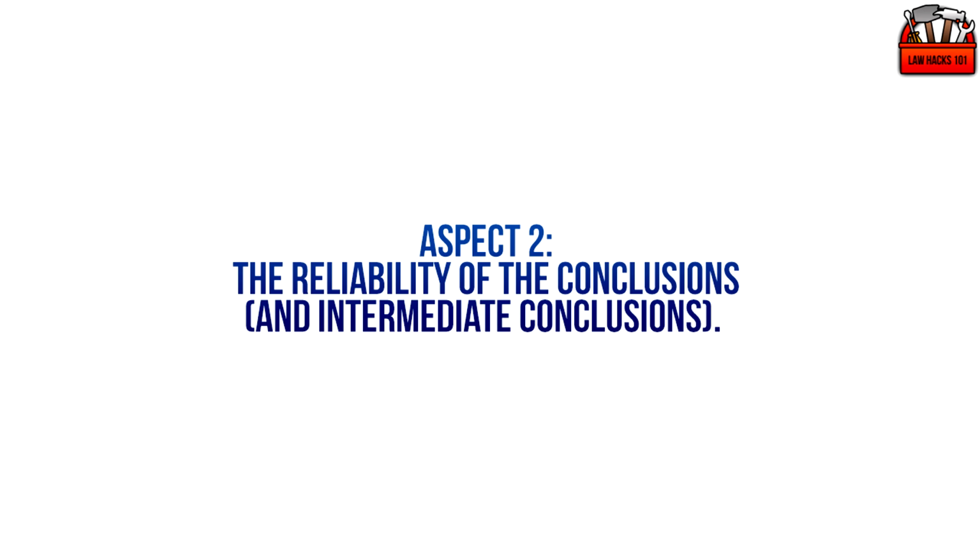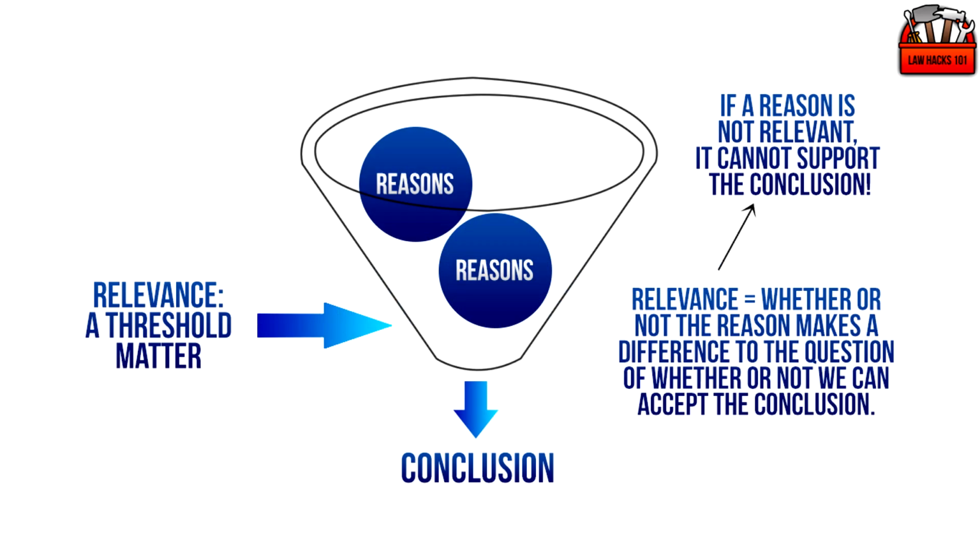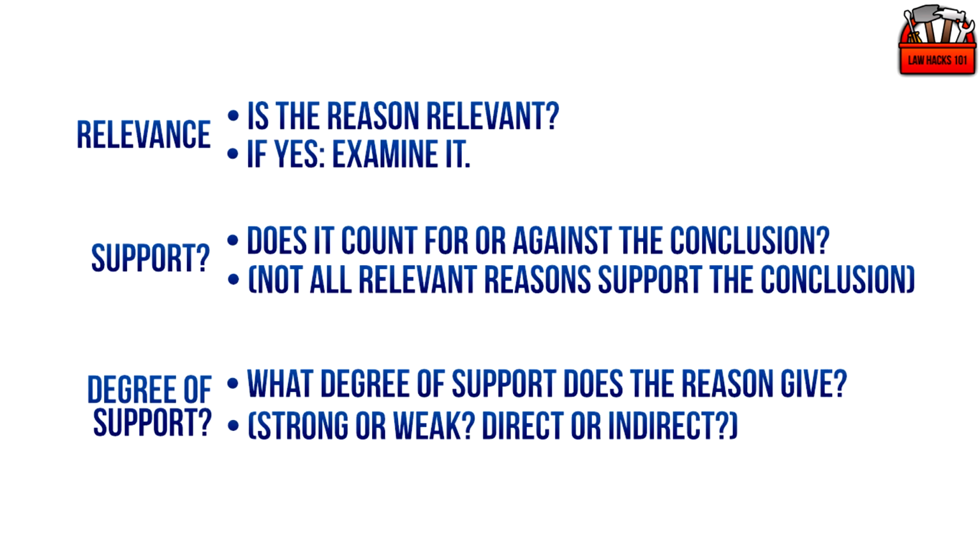Now, before we can answer this question, we need to decide if the reason is even relevant to the conclusion, in the special sense of making a difference either way to the acceptability of the conclusion. Relevance in this sense is a kind of threshold issue. Once you've decided that a reason is relevant, you need to decide whether or not it counts for or against the conclusion, because not all relevant reasons will support the conclusion. And then you need to think about what degree of support the reason gives. Is it strong support or weak support?